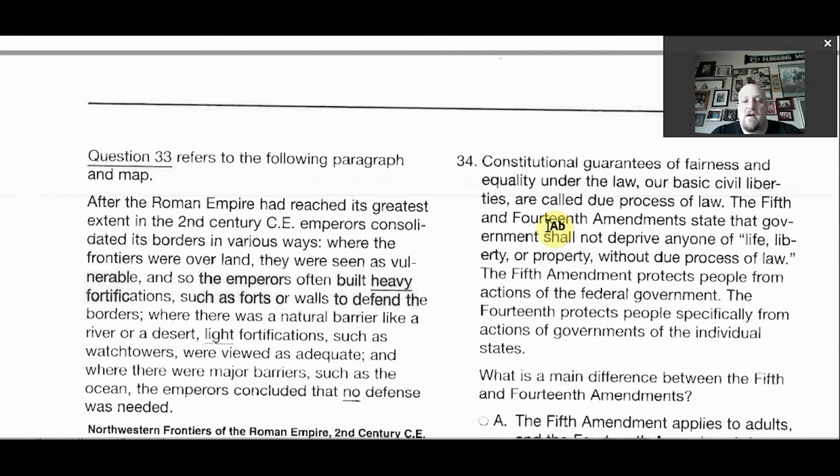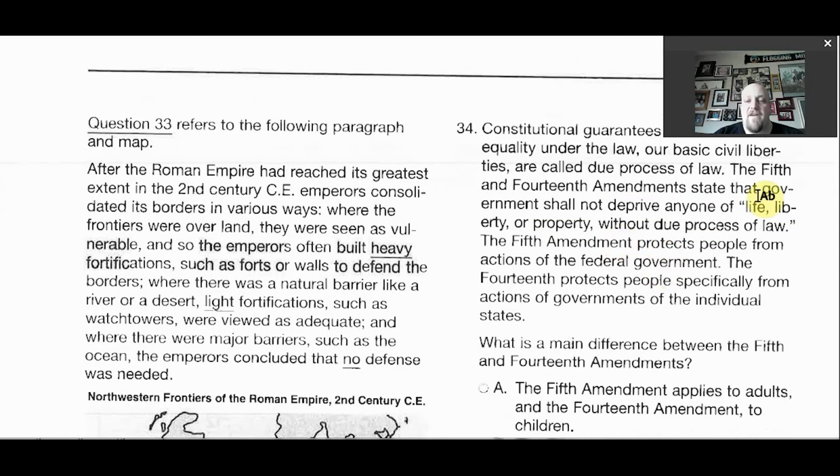So the constitutional guarantees of fairness and equality under the law, our basic civil liberties, are called due process. The 5th and 14th Amendments state that government shall not deprive anyone of life, liberty, or property without due process of law. Meaning they can't just come in and take your stuff without there being a good reason or you going to court to prove it.